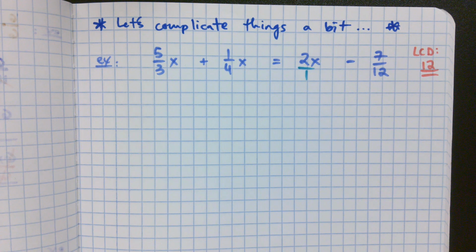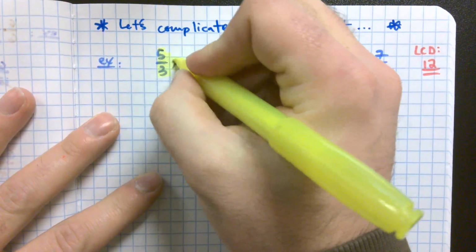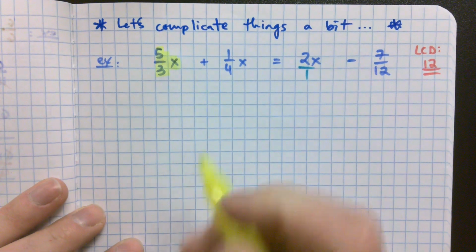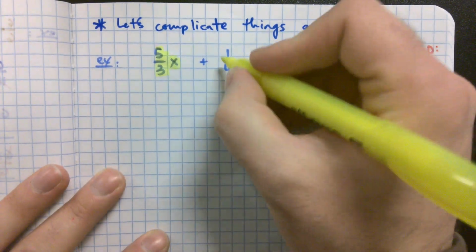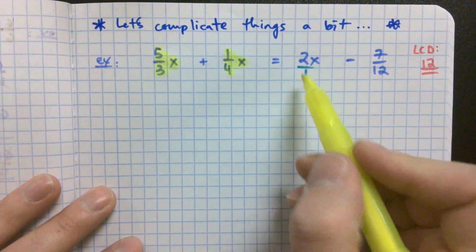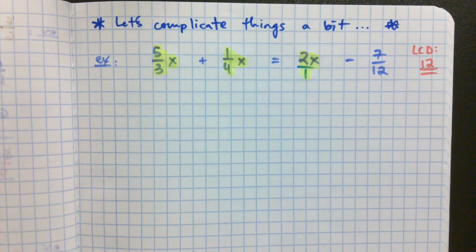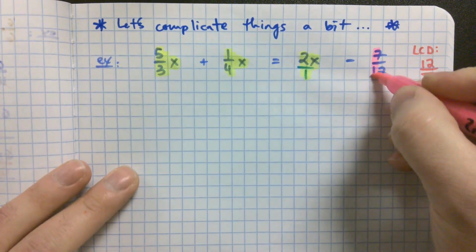Five over 3x, is that a variable term or a constant term? Variable. What about 1 over 4x? Variable, I heard someone say it, thank you. 2 over 1x, variable as well. And negative 7 over 12. There's my constant term.